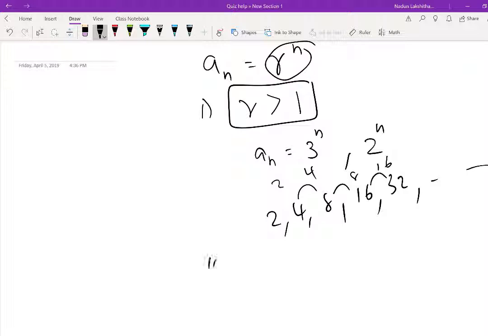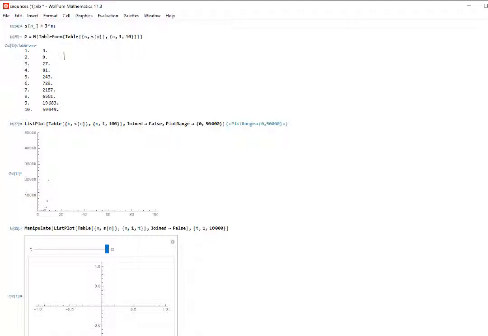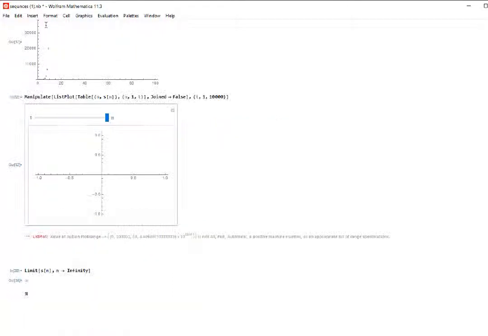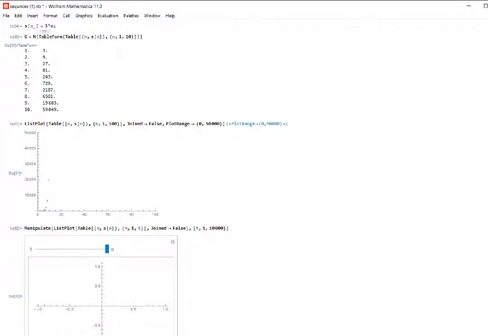All right, now let's think about when r is less than 1 but greater than 0. So for example, let's say the sequence (1/3) to the power n. 1/3 is greater than 0 but less than 1. So what do you think happens now? Okay, let's change it a little bit. So (1/3) to the power n. All right.